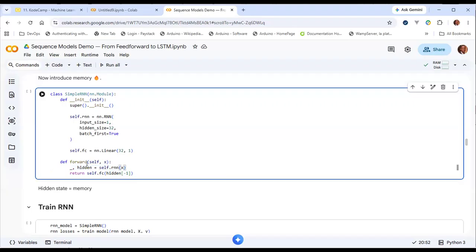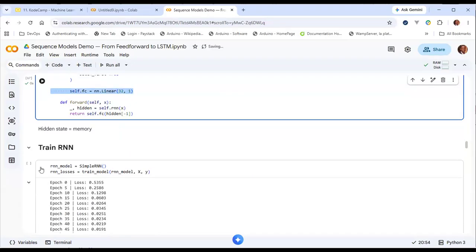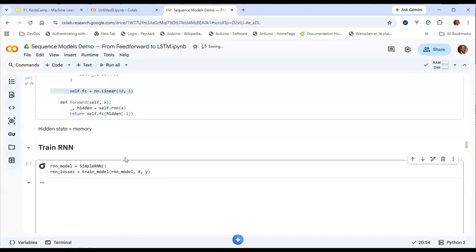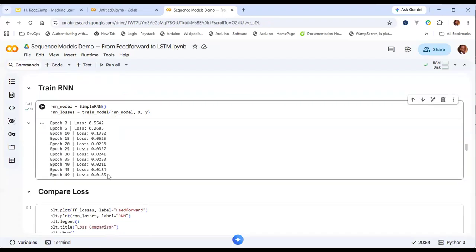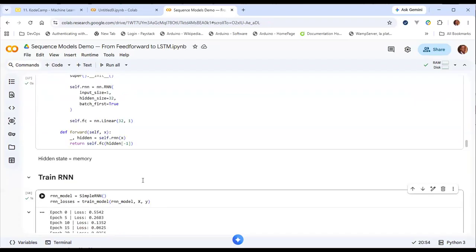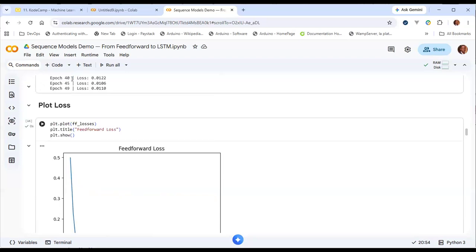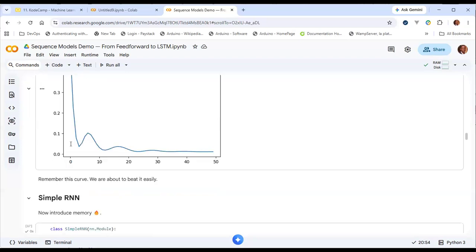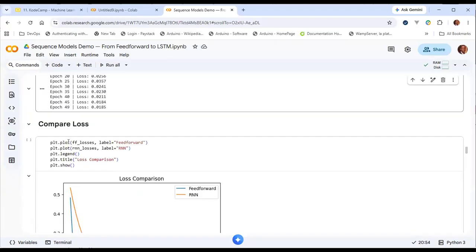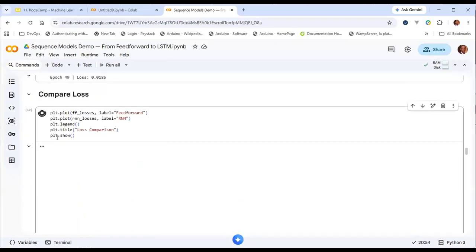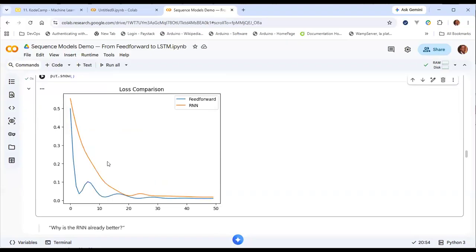So this is using a simple recurrent neural network, a single layer of an RNN, and then the fully connected layer. So you train this and it drops to 0.0185. It's basically almost the same thing as this. In fact, it even looks like the loss is a bit higher. So we can compare the losses. The RNN even took a bit longer.